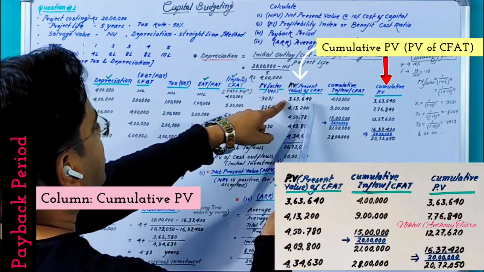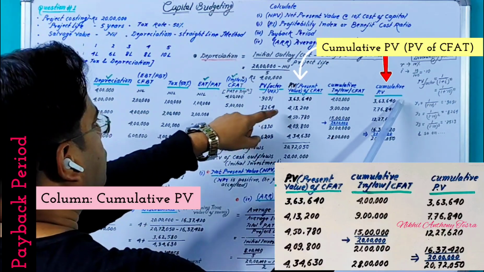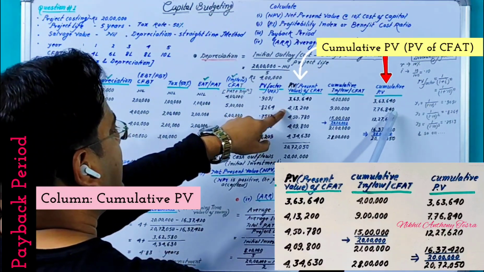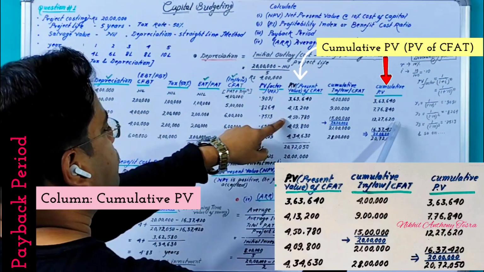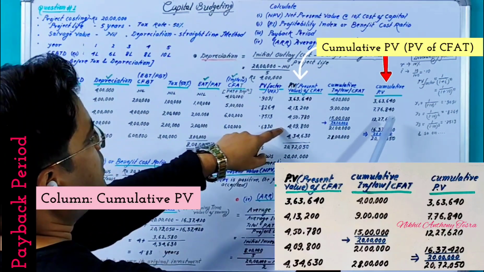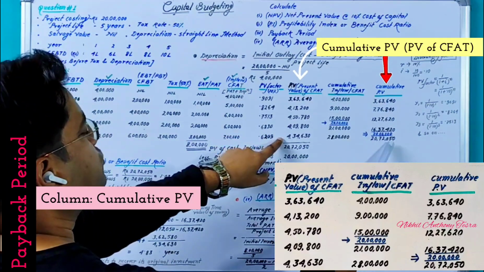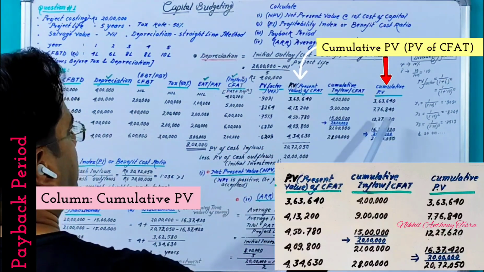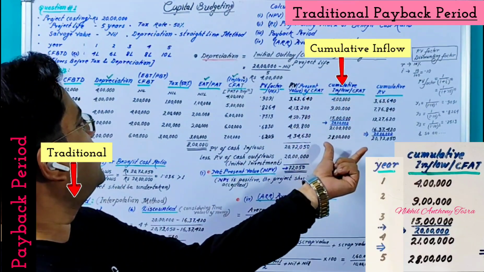Simultaneously, friends, you can open the cumulative PV column also. First year PV is 3,63,640. You copy and paste it across here. Now with this you add the second year PV, it comes to 7,76,840. With this you add the third year PV, you will get 12,27,640. With this you add the fourth year PV, it comes to 16,37,420. With this you add the fifth year PV, it comes to 20,72,050.